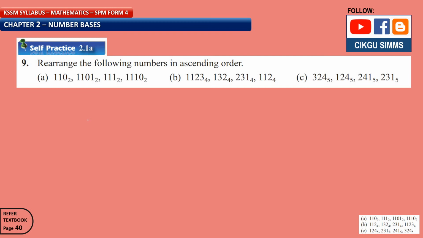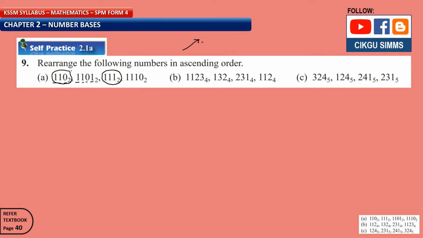Okay, question 9. Rearrange the following numbers in ascending order. Ascending means from smaller number to a bigger number. So you know that number of digits, this is 3 digits. So 3 digits is smaller than 4 digits. 4 digits will be a bigger number. So these two have 3 digits, right? So these two numbers are smaller.